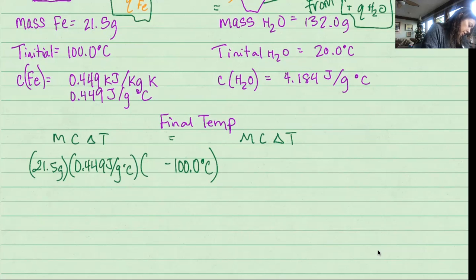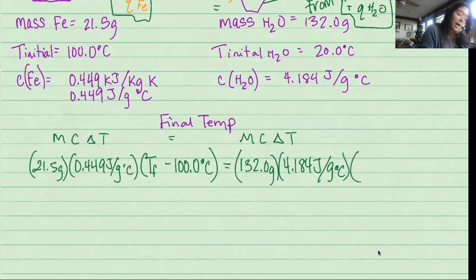We'll just leave it T final. It's equal to the mass of the water, which is 132 grams. The specific heat of the water, 4.184 joules per gram degrees Celsius. And the change in temp of the water, that is always the final minus the initial. So we just plugged in our data.